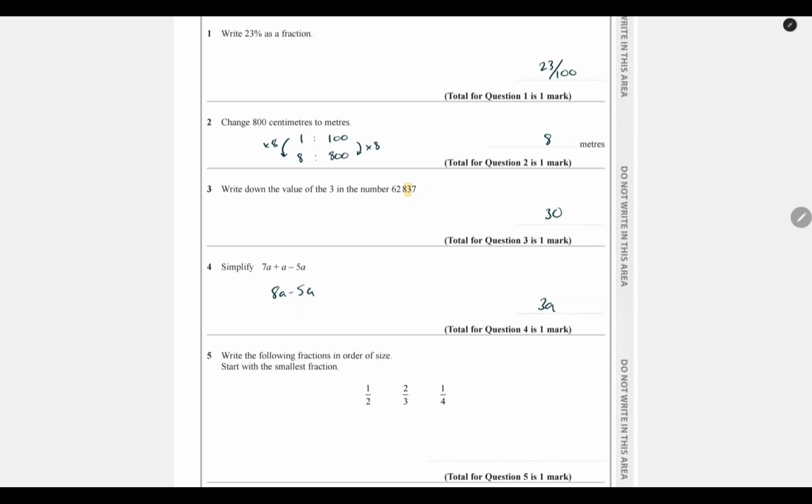Question 5 says, write down the following fractions in order of size. Start with the smallest fraction. Now, we can get the denominators to be the same, or we can just put the fractions into our calculator to see what the decimals are. So if we put 1/2 into our calculator, we get 0.5. If we put 2/3 into our calculator, that's 0.6 recurring. And if we put 1/4 into our calculator, that's 0.25. And so if we start with the smallest fraction, it's 1/4, then 1/2, and then 2/3.